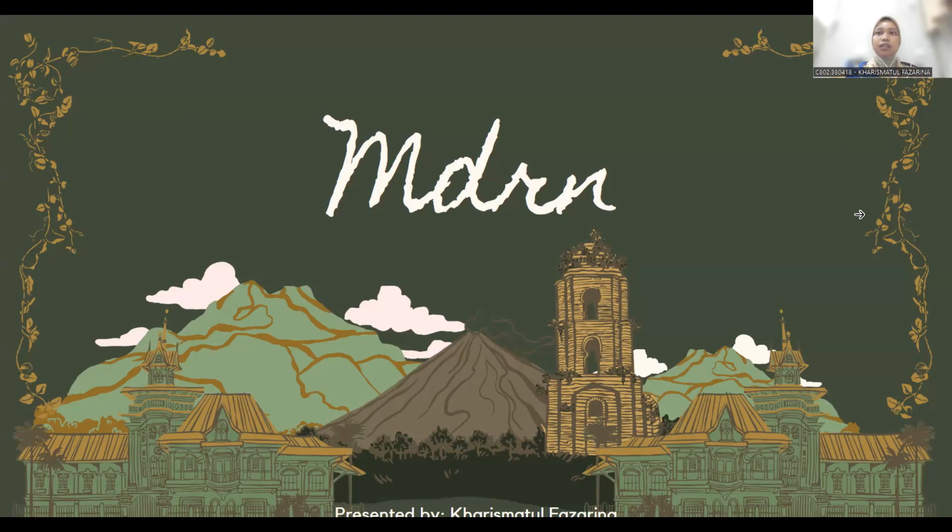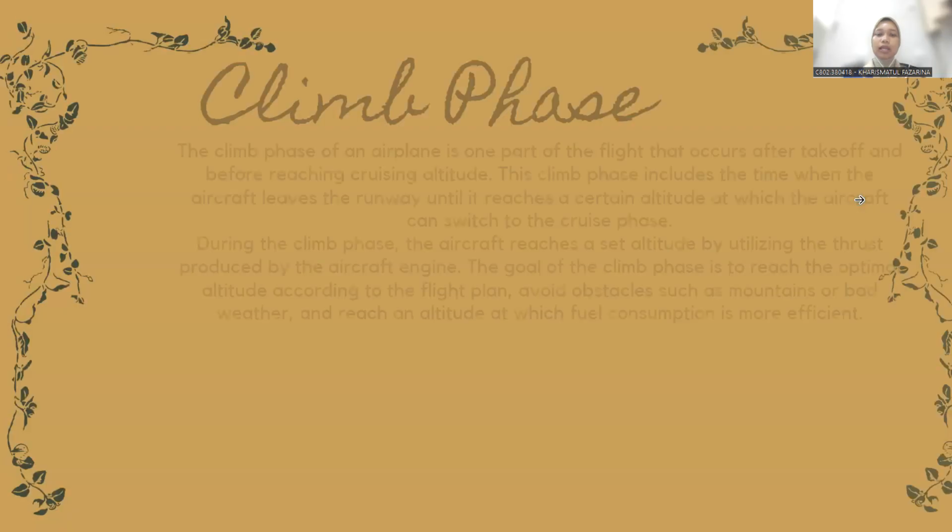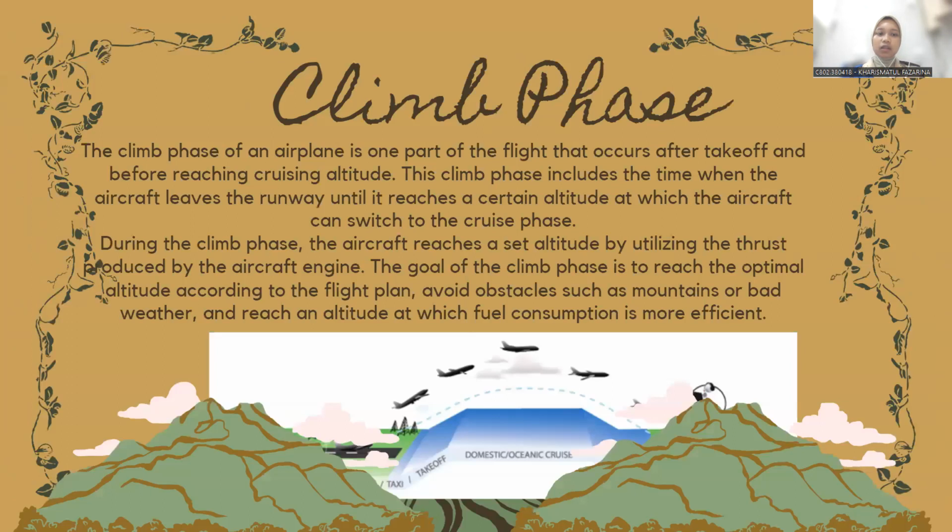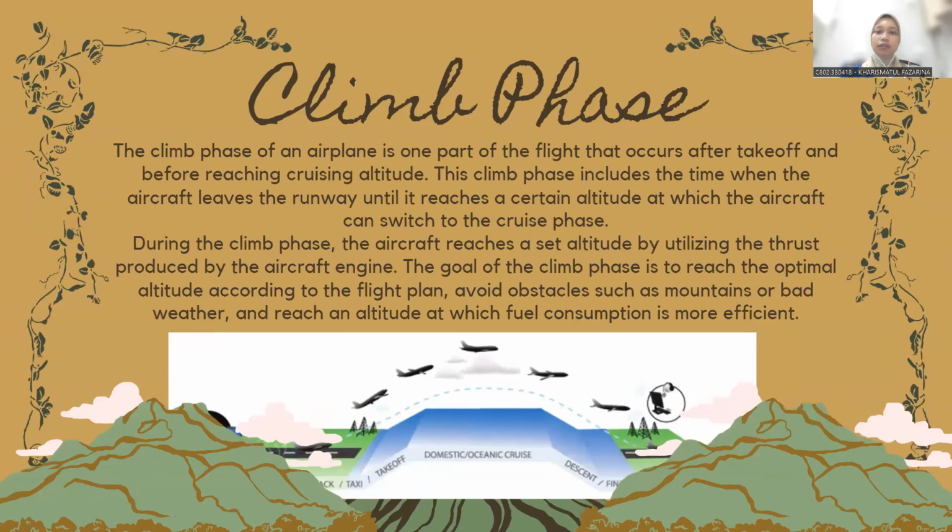This presentation will teach you about the climb phase and descent phase of an aircraft. Climb phase. The climb phase of an airplane is one part of the flight that occurs after takeoff and before reaching cruising altitude. This climb phase includes the time when the aircraft leaves the runway until it reaches a certain altitude at which the aircraft can switch to the cruise phase.